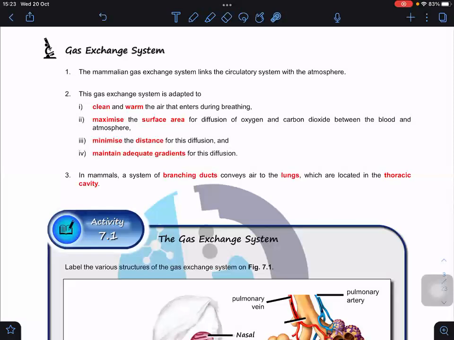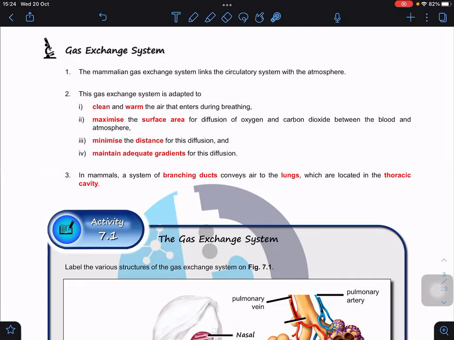Clear? Okay, so highlight number 2. This is very, very important when it comes to the exam questions. They always ask about how our gas exchange system is adapted to carry out gas exchange. First, always remember, we carry out cleaning and warming of the gas that we inhale. Second, we want to maximize the surface area so that the rate of gas exchange can be increased. Third, we also want to minimize the distance for diffusion. No point having a large surface area if the diffusion distance is long.